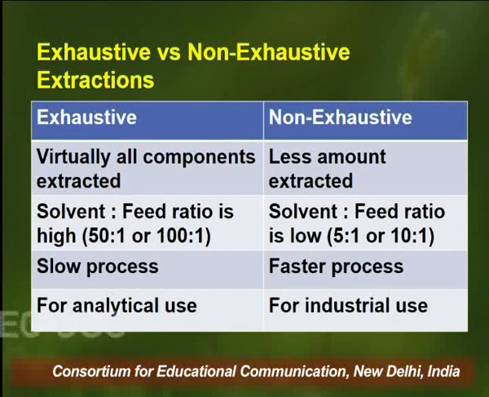Generally, if you want to extract 1 gram of drug, you have to use 50 ml of solvent, or in some cases even 100 ml of solvent. This is the solvent to feed ratio, because you virtually want to extract almost all the components from the plant material, and you don't want the equilibrium to develop so easily or too early in the extraction phase, so that the extraction of the solute is incomplete. Whereas in non-exhaustive extraction, we normally use a very low solvent to feed ratio in comparison to exhaustive extraction, and generally it is 5:1 or 10:1. Exhaustive process is a slow process.